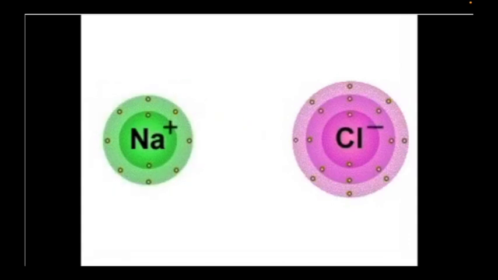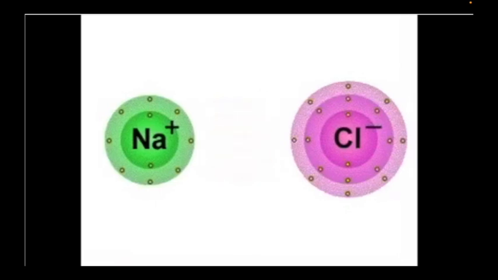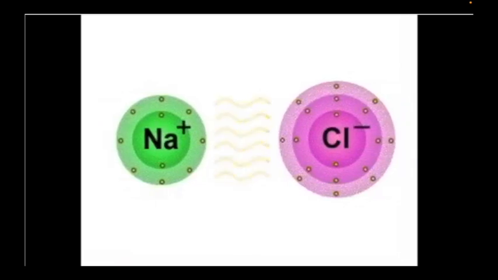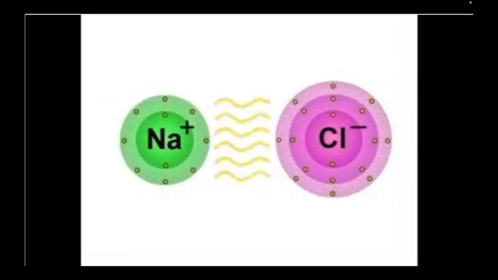After this transfer, sodium has 11 protons and only 10 electrons. So it becomes positively charged. Chlorine now has 17 protons and 18 electrons. So it becomes negatively charged. These two oppositely charged ions attract each other and form sodium chloride.